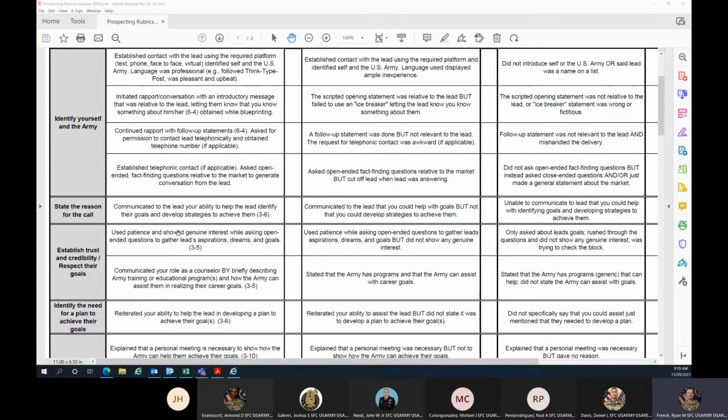After that, use patience, show genuine interest while asking open-ended questions to gather the lead's aspirations, dreams, and goals. So this is the first one where I would specifically write down something in your notes, okay? We're going to go over the 5 W's and the 2 H's. So the 5 W's consist of what?